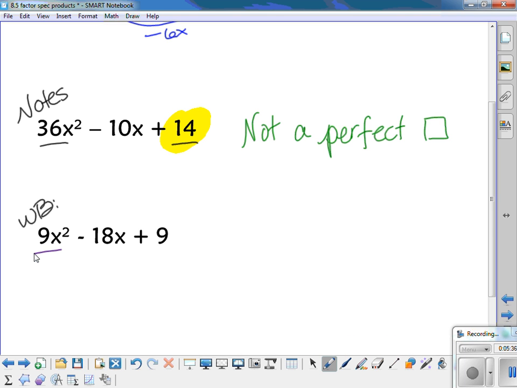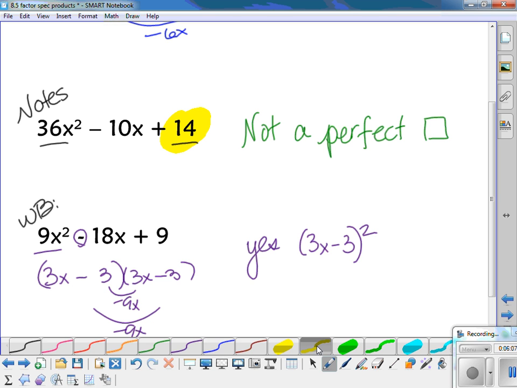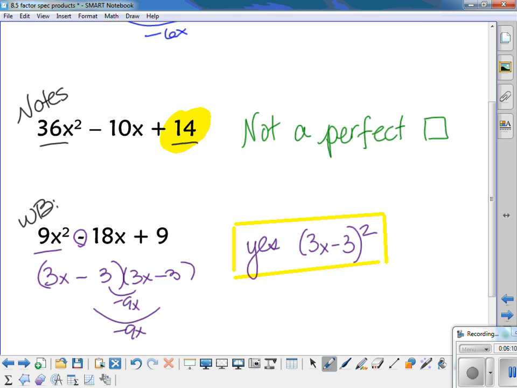Okay, so for 9x squared, we have 3x, and for 9, we have 3. How do I know if it's a plus or minus sign? Looking at that middle term, it's negative, so this has to be negative. So if we do 3x minus 3 times 3x minus 3, we get negative 9x, negative 9x. Sure enough, it works. And so we have 3x minus 3 squared. Okay. Do you guys need to practice another one of those, or you're okay?